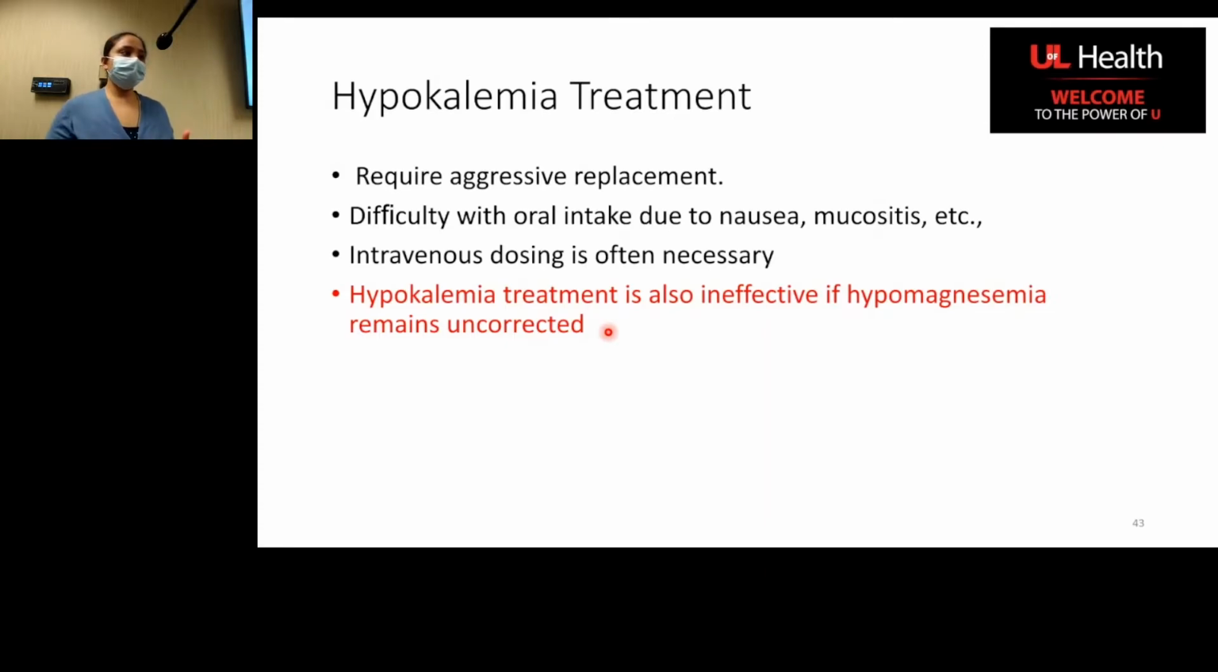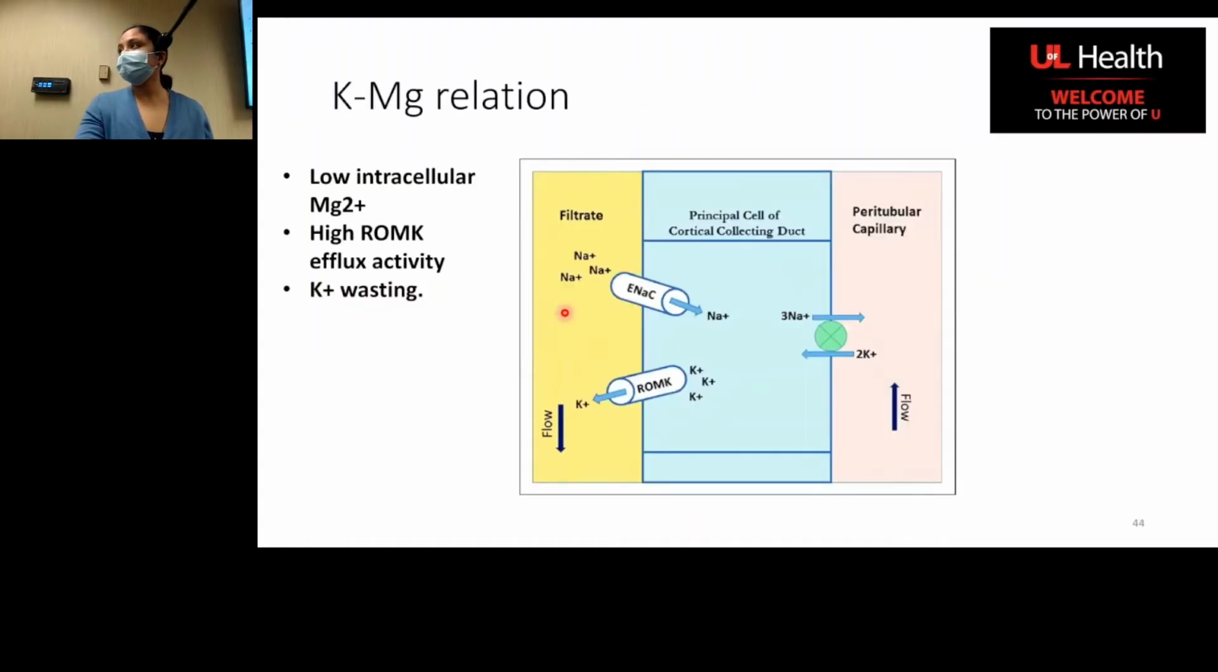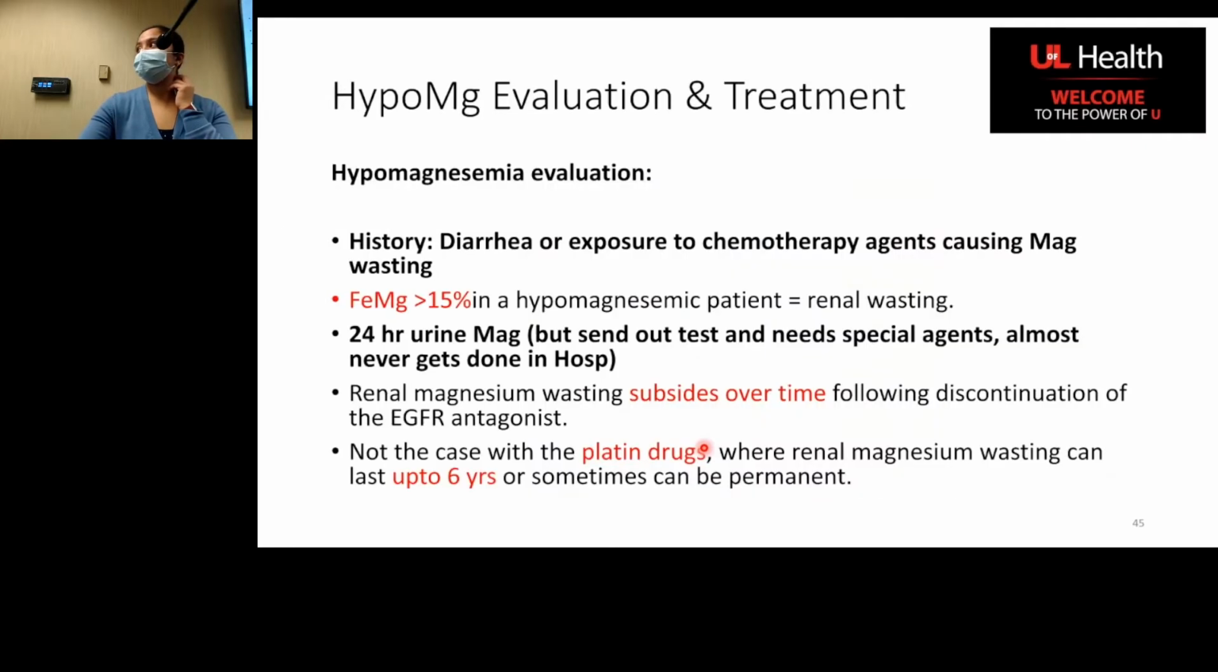Important thing to note is hypokalemia is going to be difficult to treat if their magnesium is not replaced. So important to always make sure that the magnesium has been corrected as well. And the relation between the two comes from the collecting duct principal cell, where if the intracellular magnesium is low, it's going to keep the ROMK open, high efflux, and high potassium wasting. So therefore, important to have their magnesium repleted.